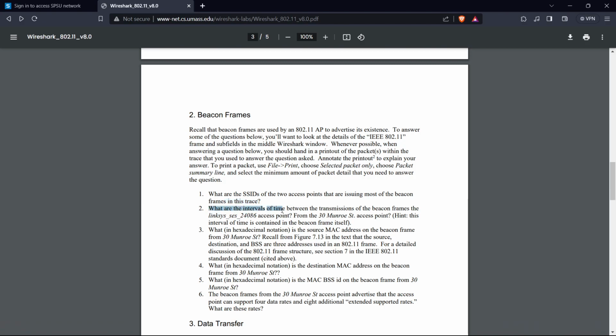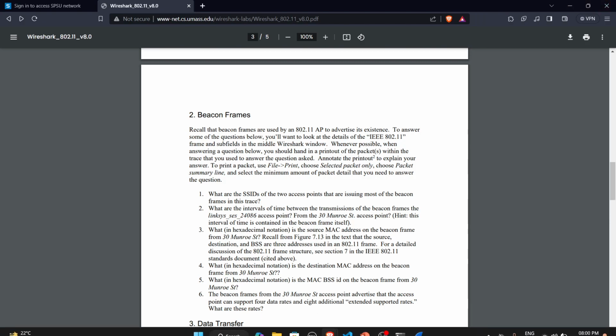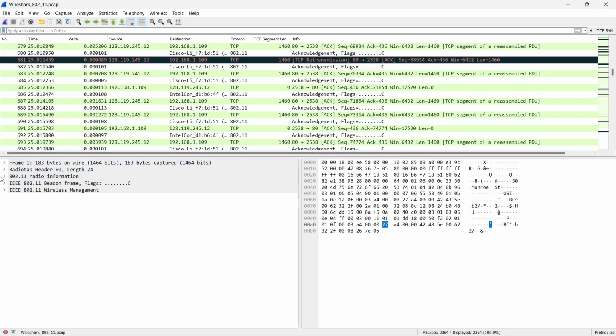The next question is, what is the interval of time between the transmission of beacon frames of this access point, the 30 Munroe access point? For this we go to Wireshark, and as you can see, under IEEE 802.11 wireless management, I click here, opening the fixed parameters, in which you can see the beacon interval. The interval is 0.102400.